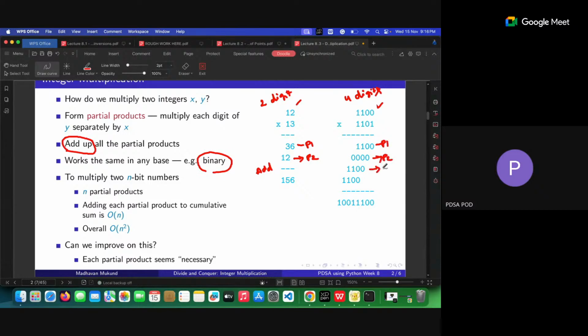So here the partial products are P1, P2, P3 and P4. Of course, four times, every time a partial product is calculated, we try to add it into another variable. So adding of the partial products is required.